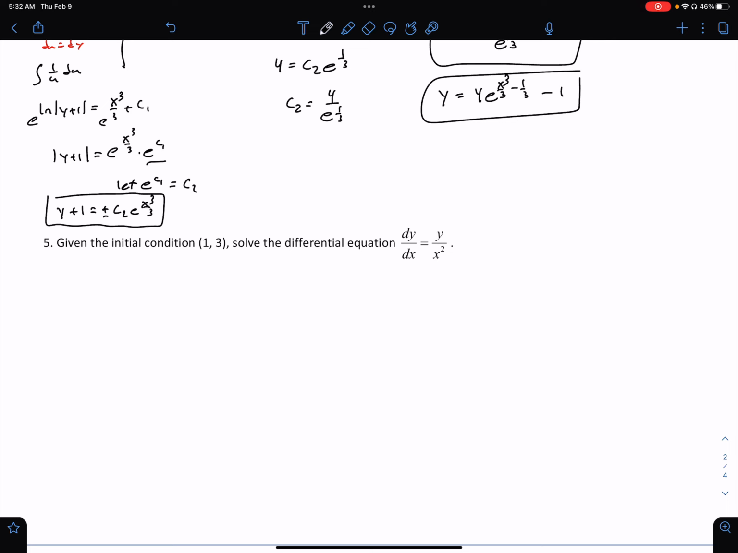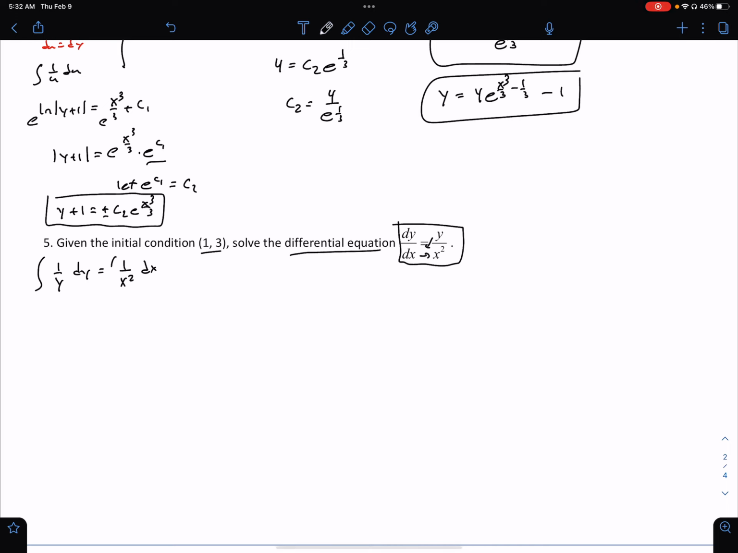Same thing, solve the initial condition. Given the initial condition, solve the differential equation. Same thing. I want to separate my x and my y. So I have to divide by y because it's on top. And I'm going to multiply by the dx to bring it over. So that's going to give me 1 over y dy equals 1 over x squared dx.